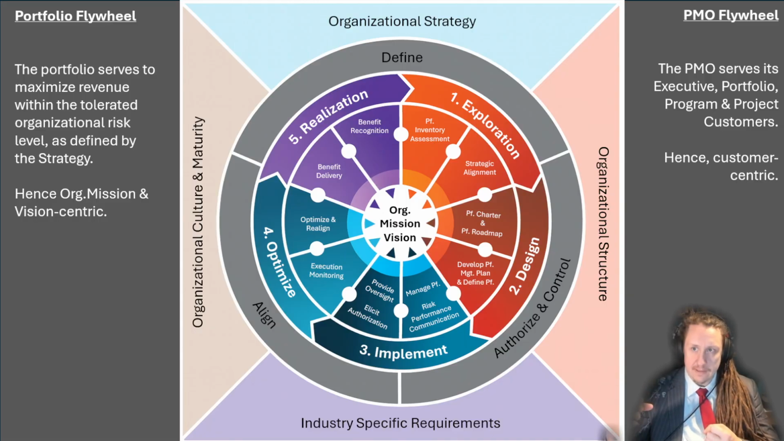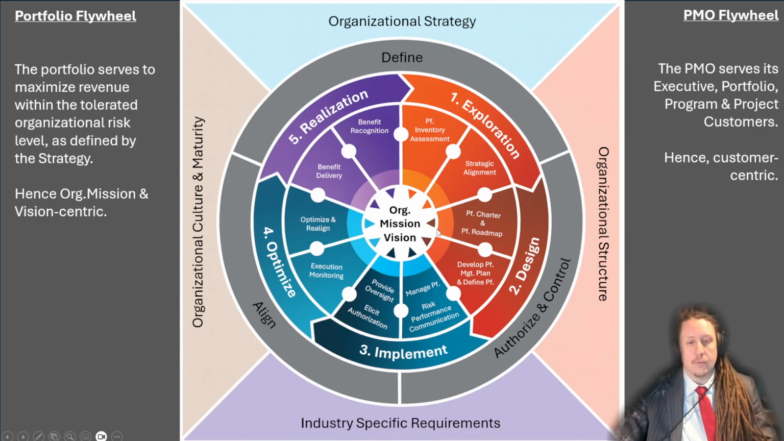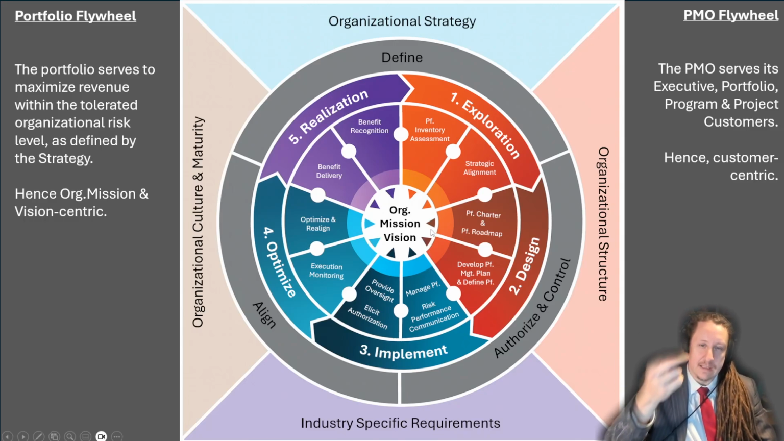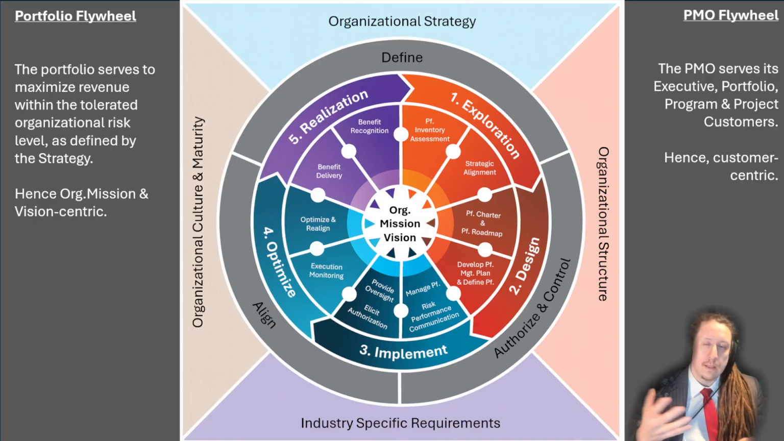So hence it's customer-centric, because the PMO flywheel is looking inside the company towards the project, portfolio, and program managers, and the stakeholders aligned with that, whereas the portfolio flywheel is focusing on the mission, vision, and strategy, and implementation of the strategy as developed by the method of the PMO, if a PMO is available. And so hence this is how this 2013 standard from portfolio management could be more modernized and overlaid, just like we have seen it with the PMO flywheel.